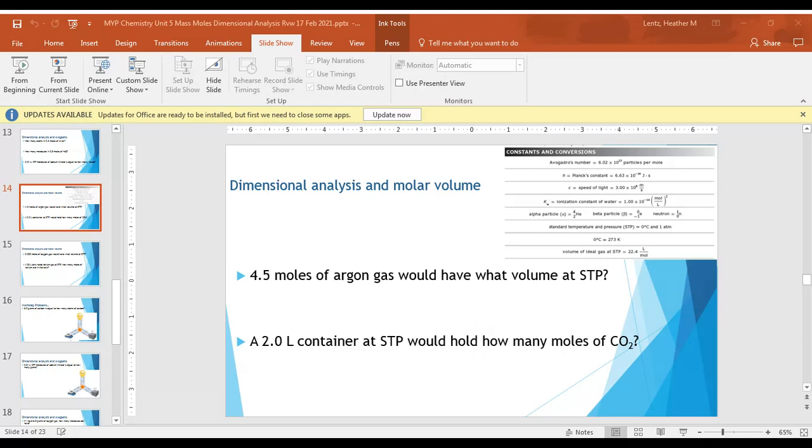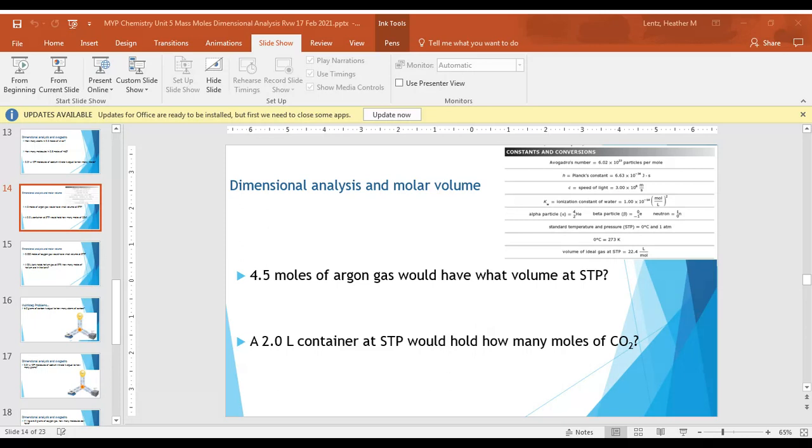What if I have a 25-liter tank with helium gas at STP? How many moles is that equal to? We're going to start with our given. Our given is 25 liters of helium gas. We're going to convert those liters to moles. What do we know about liters and moles? We know that there are 22.4 liters in 1 mole.